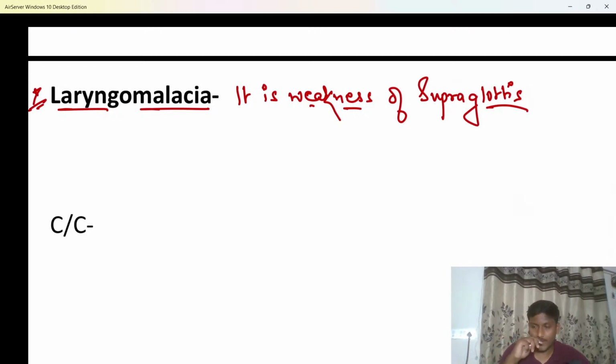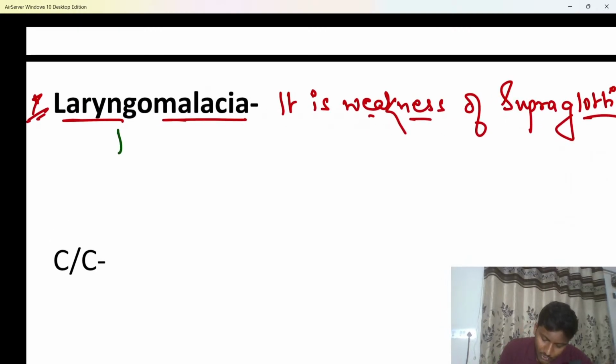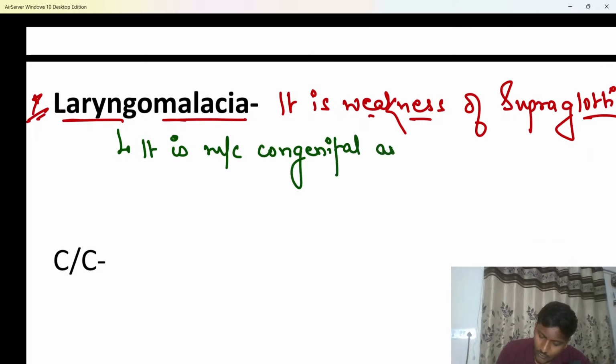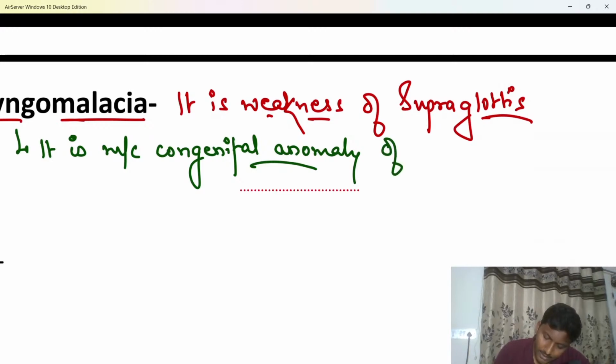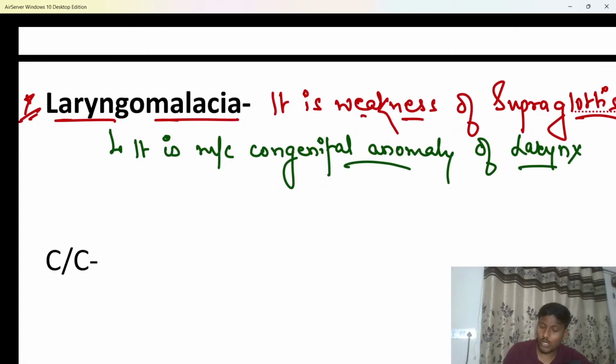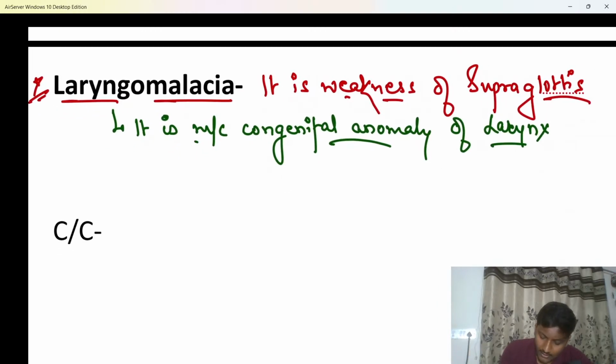Any condition that is present since birth is called as acquired or congenital? Congenital, right? So please remember, laryngomalacia which is there, it is the most common congenital anomaly. Okay, it is the most common congenital anomaly of larynx. याद रखना, laryngomalacia is a condition which is the most common congenital anomaly of larynx.